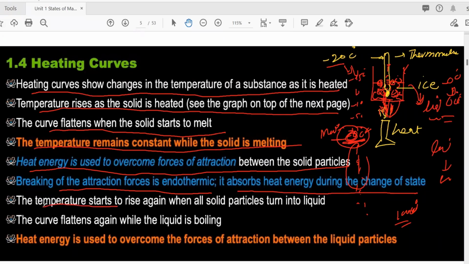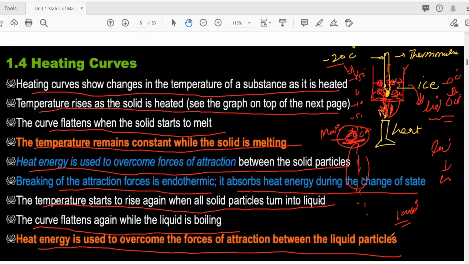The temperature starts to rise again as the solid particles turn into liquid. Then the curve flattens again while the liquid is boiling; heat energy is used to overcome the force of attraction between the liquid particles. Now I will explain to you. Maybe you have confusion now, but I will help with the help of a diagram. Just wait.